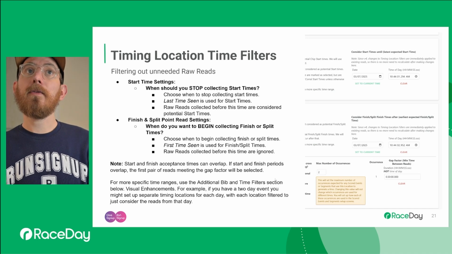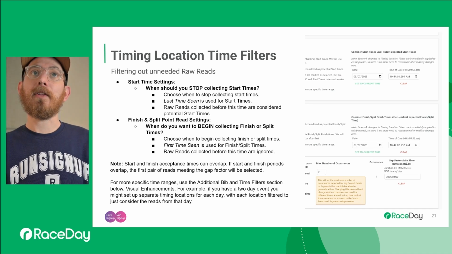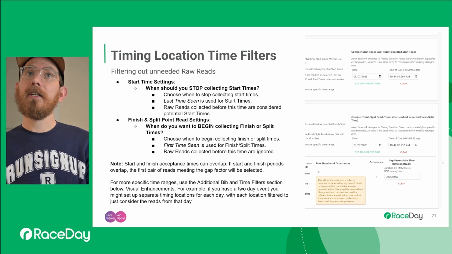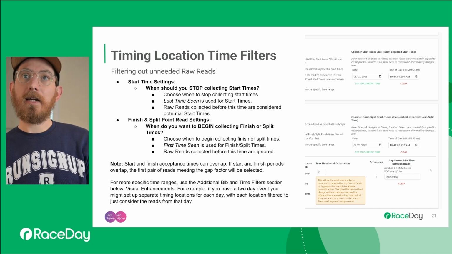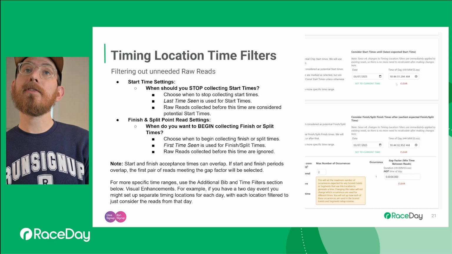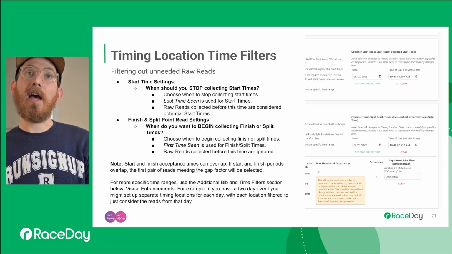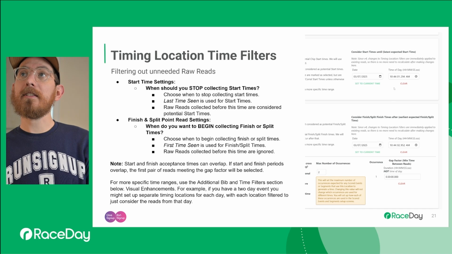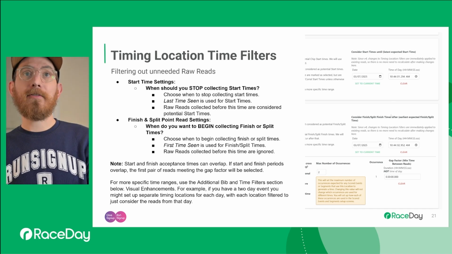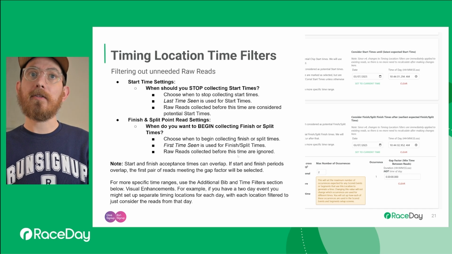Next, we're going to talk about the settings in the timing locations. So here you can see we have the settings for consider start times until and consider finish or split times after. So when should you stop collecting start times? You would come in here and set it basically to whatever time you think the last reasonable start time would be. Now, if you have a really late start, you would want to make sure that you accept that. There are ways to manage late or early starts that are different from this, but this is going to be your main filter to do so.